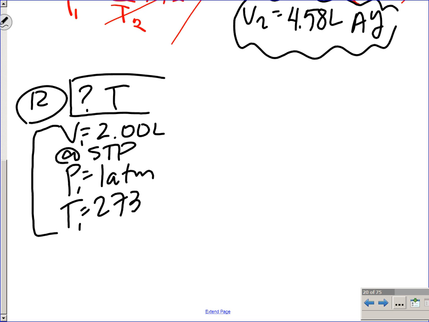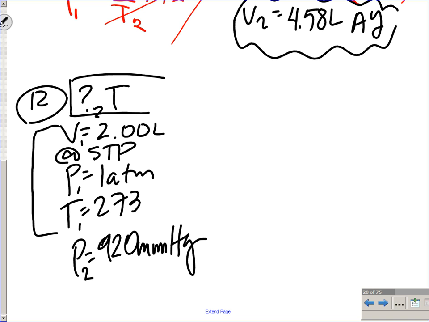Now, calculate the temperature of nitrogen gas if 2 liters of the gas is subjected to a pressure of 920 millimeters of mercury. This condition is talking about this temperature that we're looking for. So I'll label those both 2s. What do you notice I don't have another of?